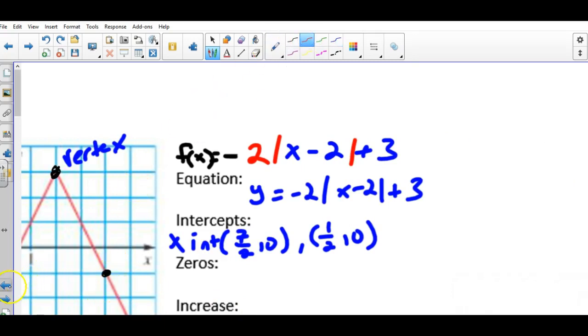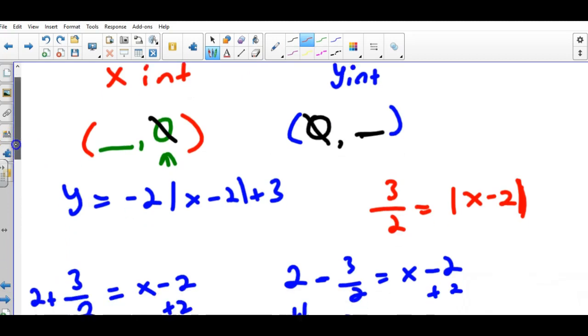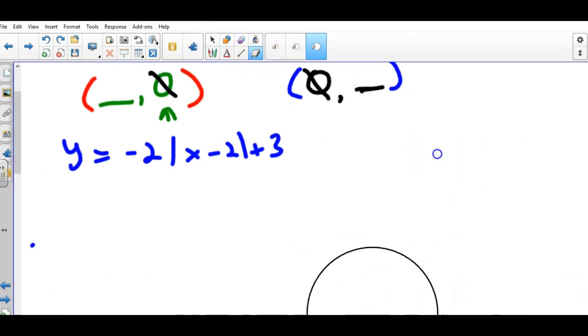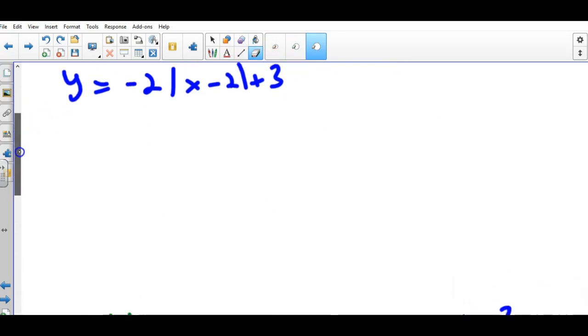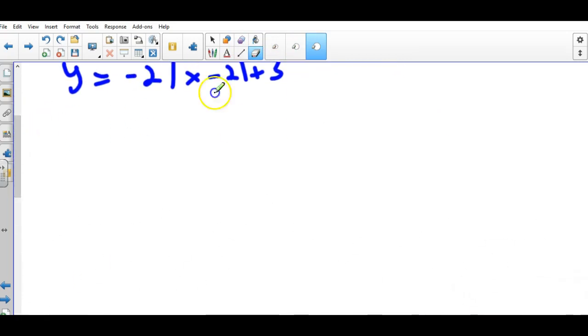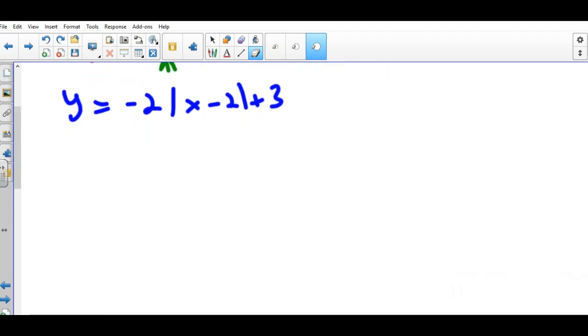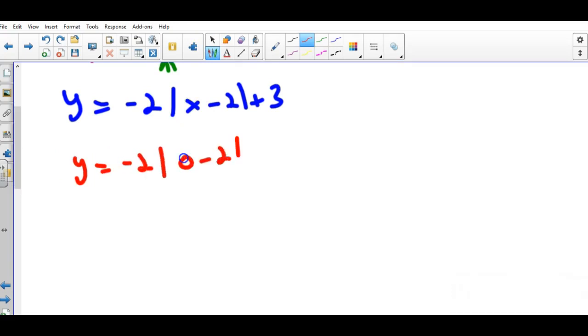So for the y-intercept, let me go back, take our same equation. Let me clear this out, give us a little space. All right, for our y-intercept, we need to take the x value. All right, review. The y-intercept of the x value is 0. So with our equation here, we make x 0. So we have y equals negative 2 times the absolute value of 0 minus 2, plus 3. Where you get y equals negative 2. 0 minus 2 is negative 2, guys.